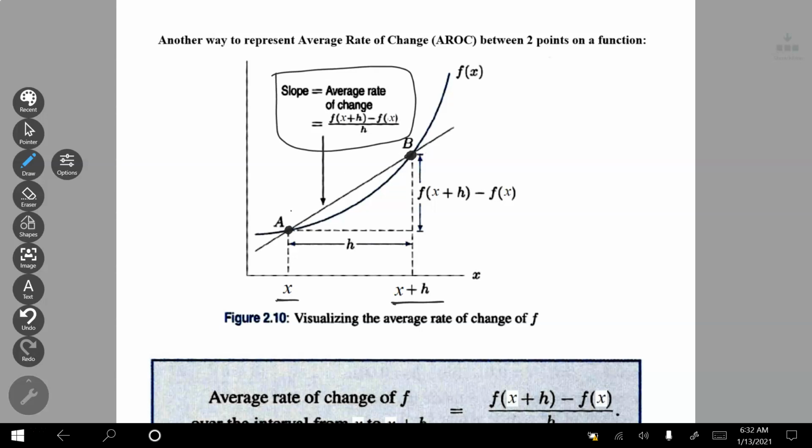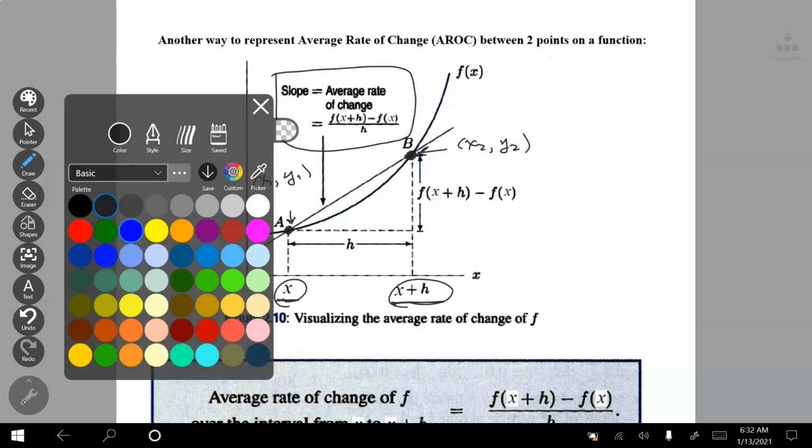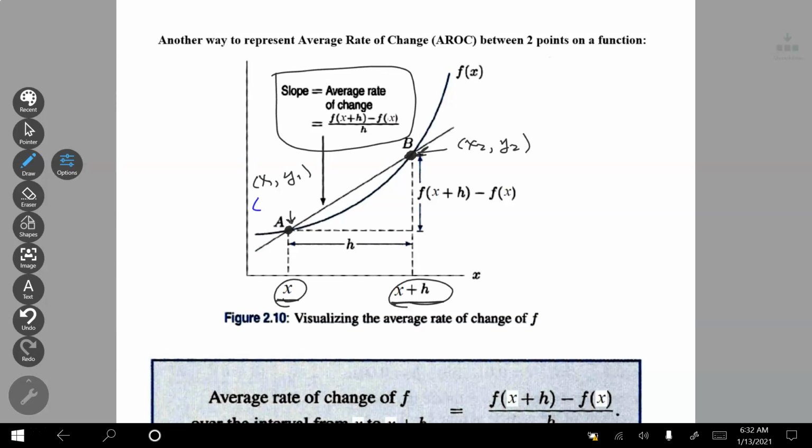Well, point A, put a little arrow, will be my x1, y1. Point B is my x2 and my y2. Okay, but let's put it in terms of what we have here: x and x plus h as our input values. So this point here is x, because that's the x value, and when I plug it into the function I get f of x. And over here, this x value is x plus h, and when I plug it into the function I get f of x plus h. And that's kind of how I get this formula right here.